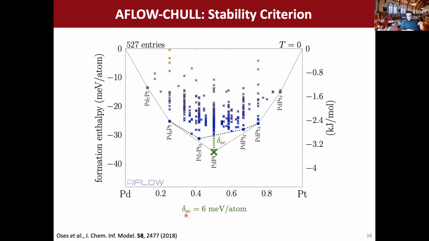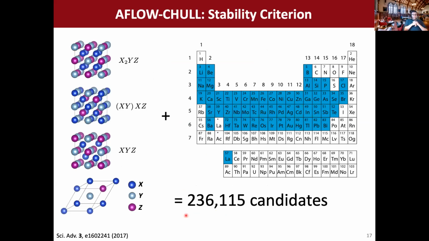I will answer your question just after I get to the next slide. So what is the point of the stability criterion? Is it useful? Well, we used it in a study that we did with a group led by Professor Sanvito at Trinity College in Dublin. We looked for permanent magnets among the Heusler prototype.